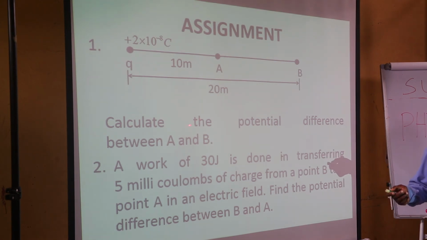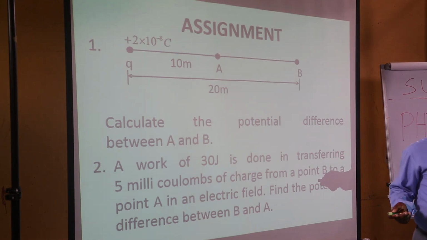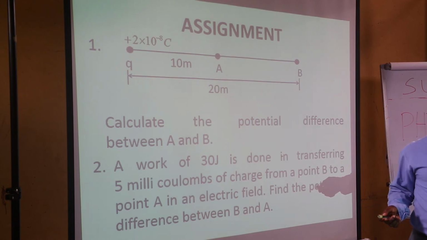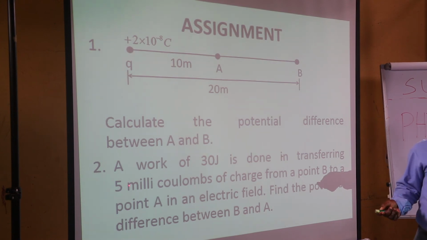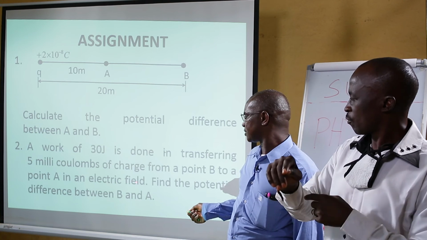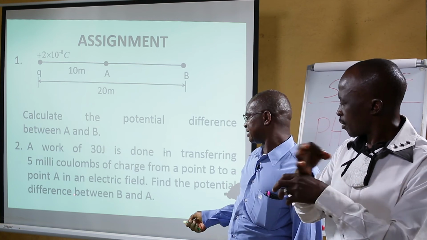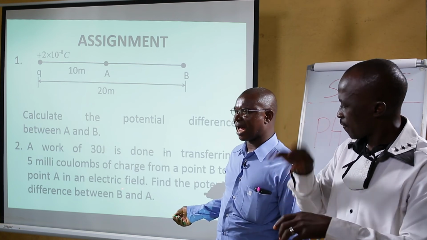That is the question. Number two. A work of 30 joules is done in transferring 5 millicoulombs of charge from a point B to a point A in an electric field. Find the potential difference between B and A.